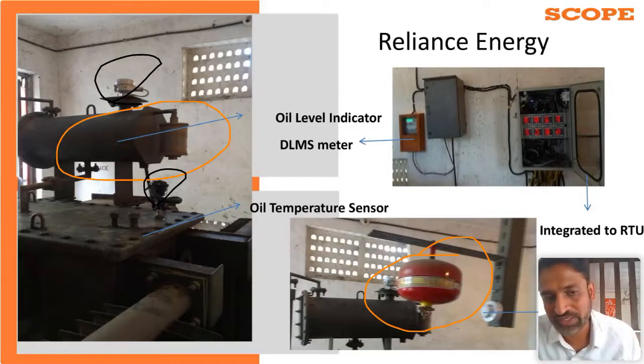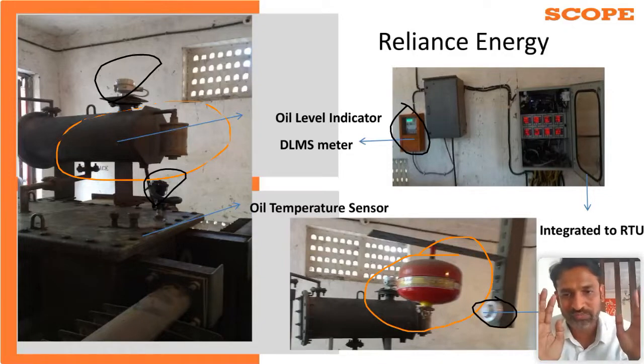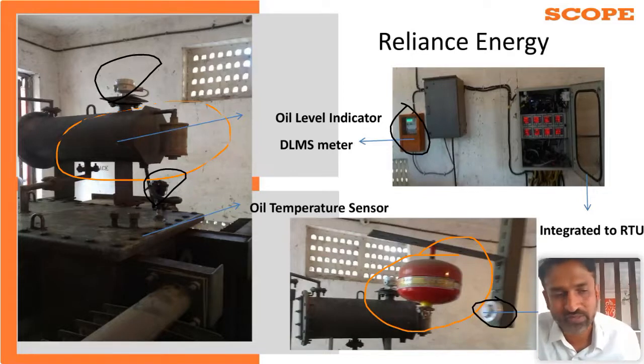Here you can see firefighting protection. When the transformer catches fire, this nitrogen gas will be released. We are monitoring this from the control center, and the fire smoke detectors are also here. There is the DLMS energy system, and even if somebody opens the door of the substation, that door information also goes to the control center.